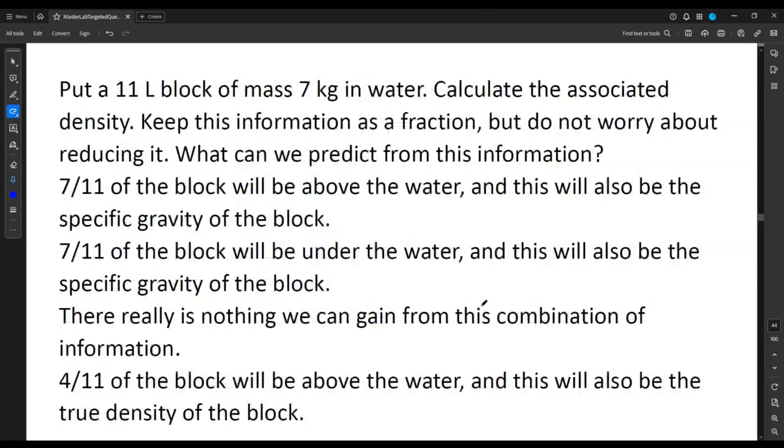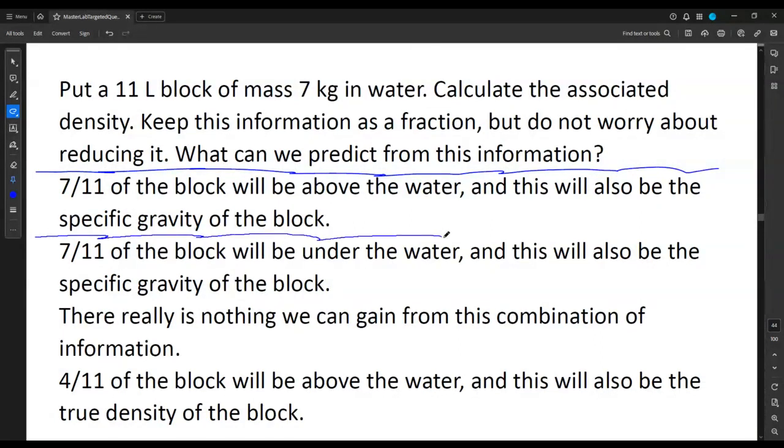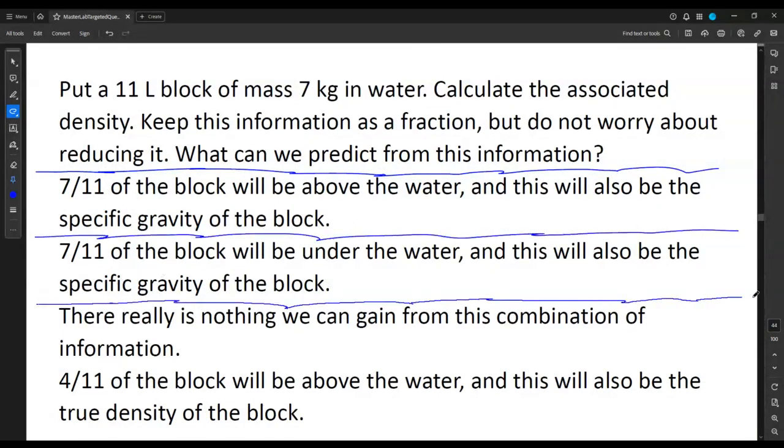Okay, and unfortunately, this next question in this format just looks like a giant mass of words. So our question cuts here, and then we have separate answer choices explaining what's going on. Okay, so if we read through this question, we have an 11-liter block that has a mass of 7 kilograms. So we can find the density of this right quick.